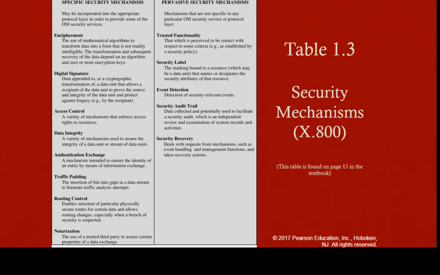X.800 distinguishes between reversible encipherment mechanisms and irreversible encipherment mechanisms. A reversible encipherment mechanism is simply an encryption algorithm that allows data to be encrypted and subsequently decrypted. Irreversible encipherment mechanisms include hash algorithms and message authentication codes, which are used in digital signature and message authentication applications.